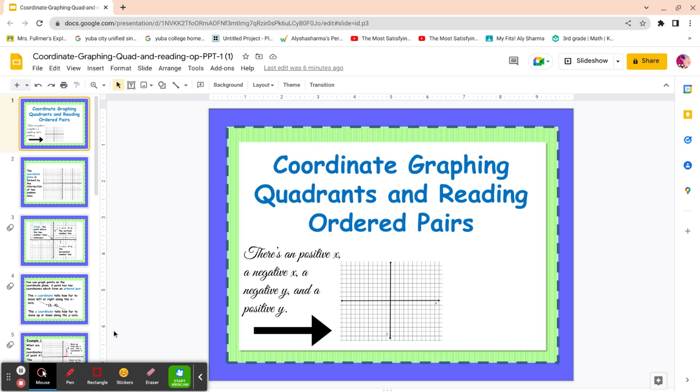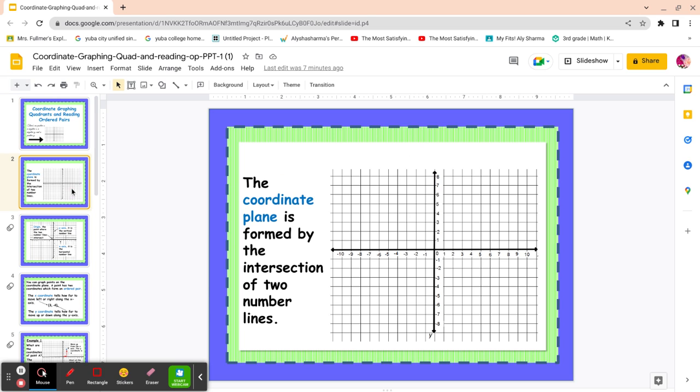Okay, so the first thing is that I want to show you how the grid looks. It's going to look like this. They may have numbers for you already, or you may have to write them. It depends how they're going to give it to you. And one basic rule, there's a positive x, a negative y, and a positive y. You want to make sure because they might give you a question like 0, and you want to look out on that.